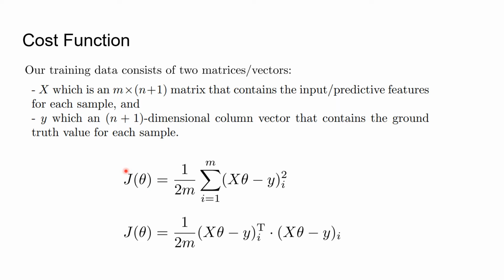Hence, we define J, the cost function. It is the squared average deviation between the predicted value and the known ground truth value in our vector y.